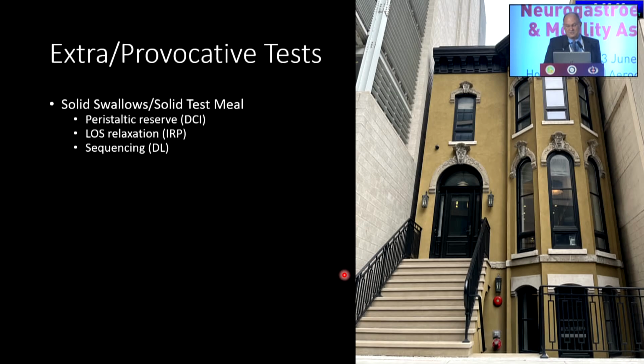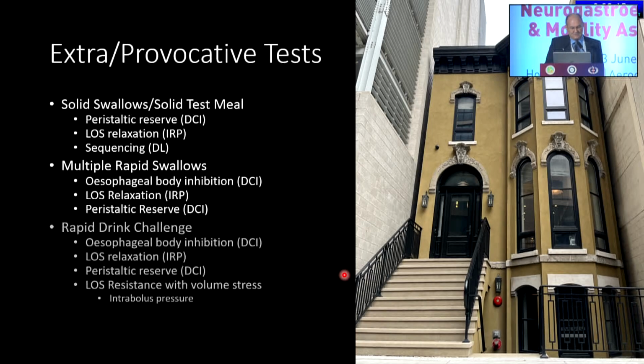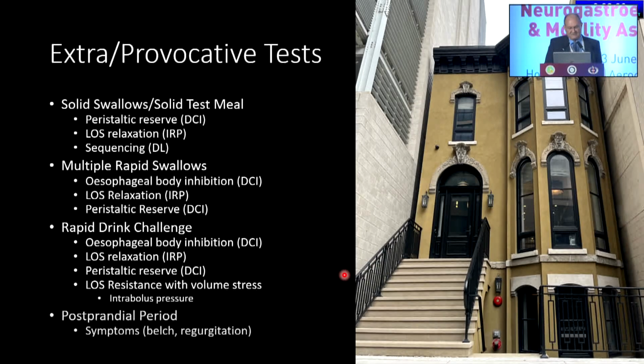In terms of our extra or provocative tests, we have our solid swallows or our solid test meal. Again, this uses the same metrics, and we're trying to measure the same things, but in a different way to get extra information. We have multiple rapid swallows and the rapid drink challenge. These are all designed to stress the system or provide different aspects to the metrics, or we can watch things in the postprandial period.